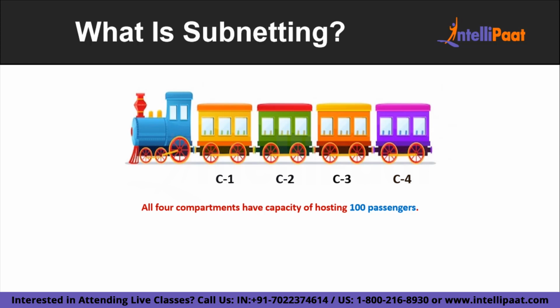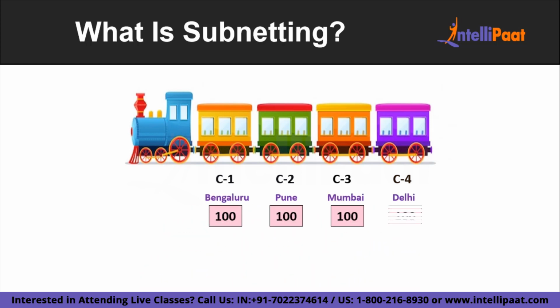Furthermore, each compartment has been assigned to different cities that lie on the way. Let's say the train starts from Goa, then visits Bengaluru, then goes to Pune, Mumbai, and Delhi. So, for each different city, a different compartment has been assigned. What I mean by that is, for people going to Bengaluru, there are only 100 seats available which will be allotted in compartment 1. Then for Pune, we have compartment 2 and so on.